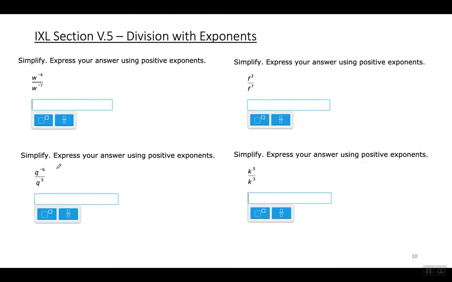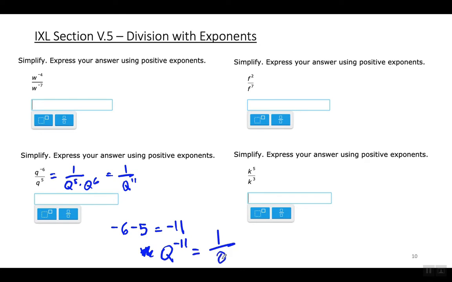And then this one over here, one way you could think about it is first get rid of the negative exponents. So you'd have 1 over q to the 5th power times q to the 6th power, which would equal 1 over q to the 11th power. That's one way you could think about it. Another way is, if you subtract the exponents, negative 6 minus 5 equals negative 11. So you would have q to the negative 11 power, which would equal 1 over q to the 11th. Either way, the answer is 1 over q to the 11th.